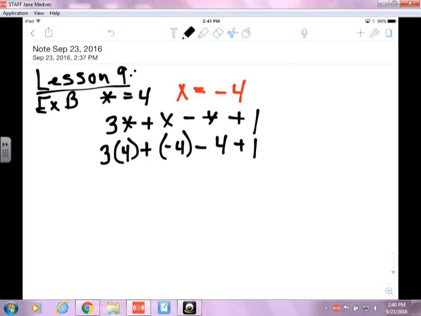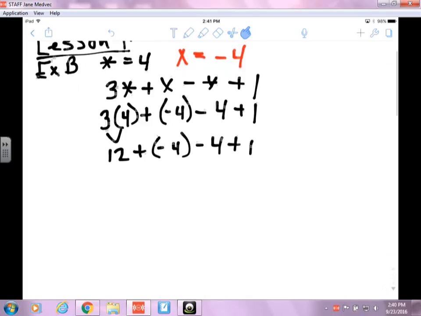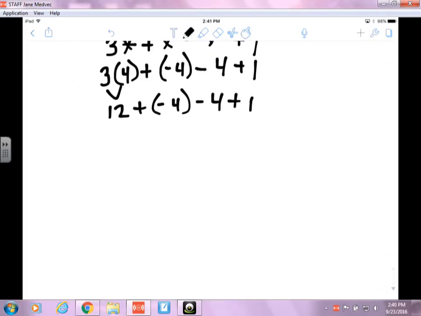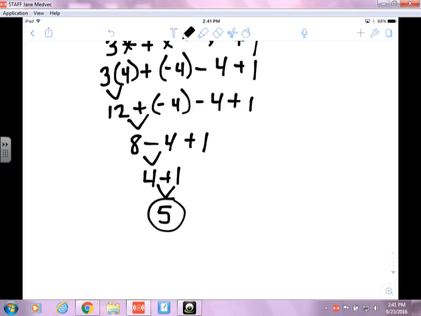Now if I do order of operations, what do I do first? Multiply. So 3 times 4 is 12. And again, it's left to right. And you're noticing that it's getting more difficult as we go. Now order of operations, what I'm going to do next. 12 plus negative 4 is 8. So 8 minus 4 plus 1. Again, I'm going left to right, so I get 4 plus 1, and my answer is 5. Okay, that's it. That's the problem.